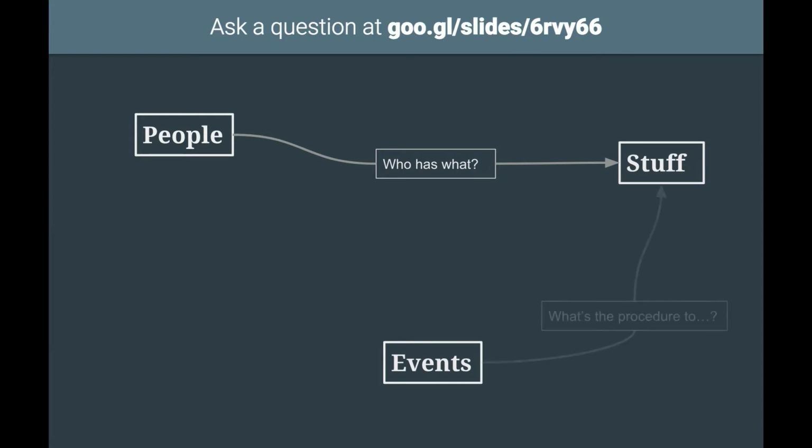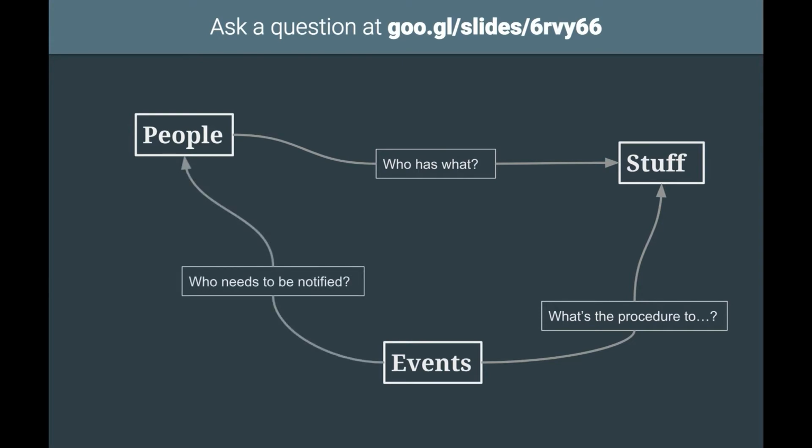And when it comes to stuff and events, when things happen, what's the procedure that has to be followed to do a particular action? Again, I know I'm speaking very broadly here with ridiculously non-specific terms, but I hope that you're all following along. And when it comes to events and people, when things happen, who needs to be notified about that? These are things to keep in mind when you're writing documentation.